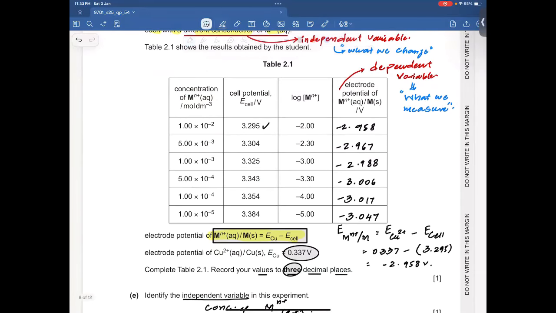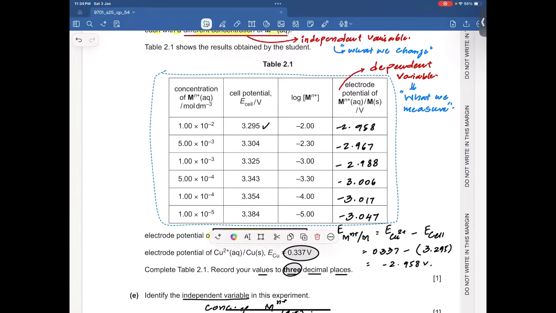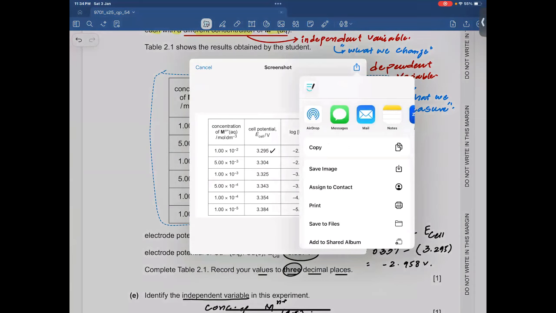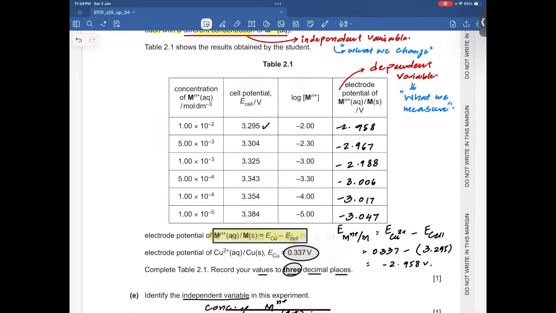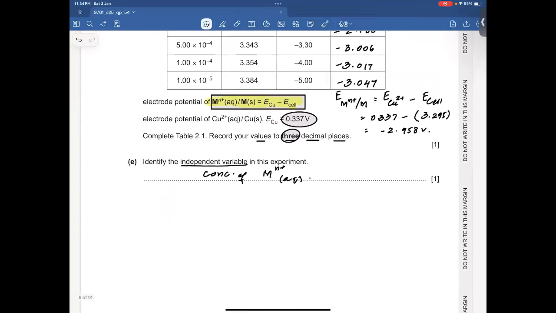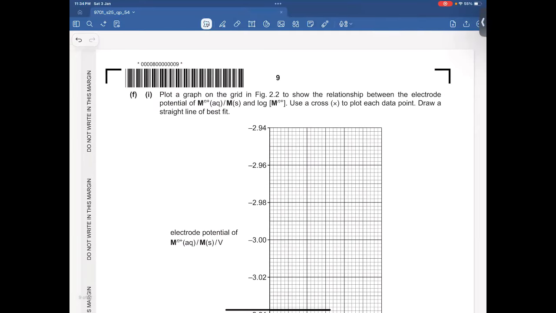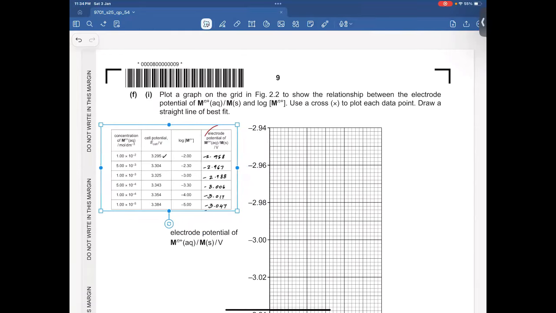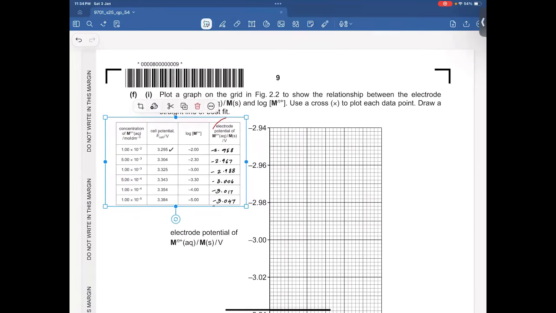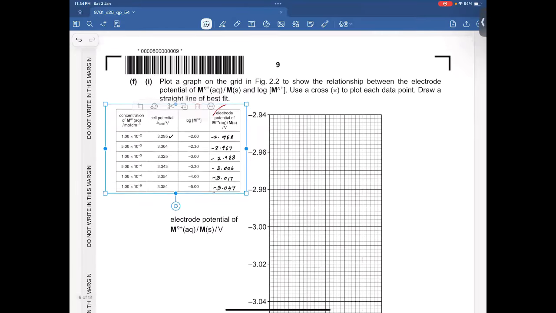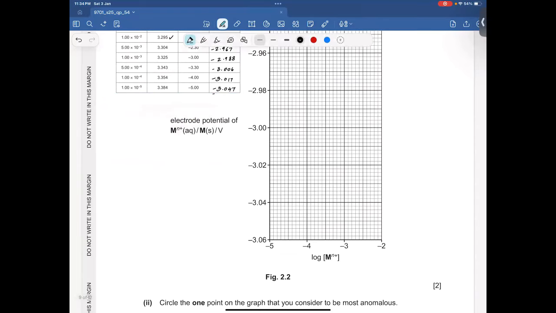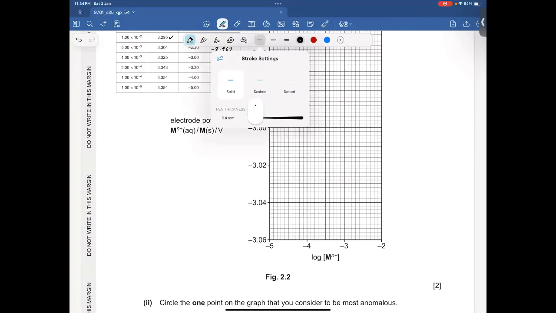Let me copy this. I believe the examiner is looking for the graph in the next part of the question. So I need these values. Let me write the values first. My goodness, let me handle the data.